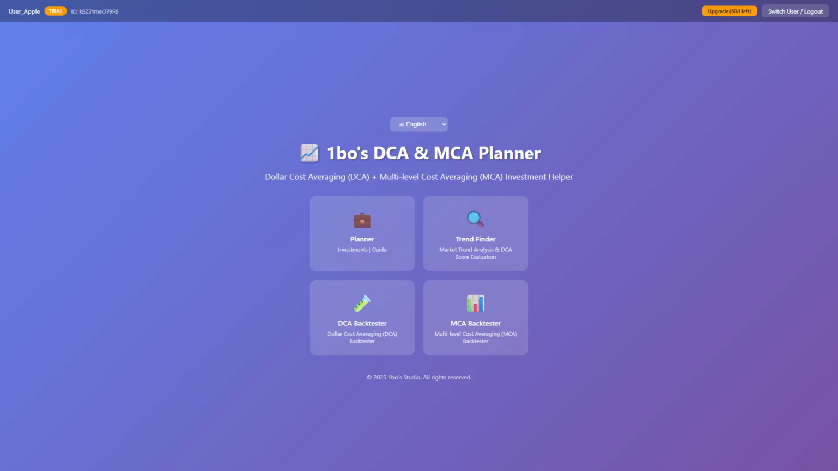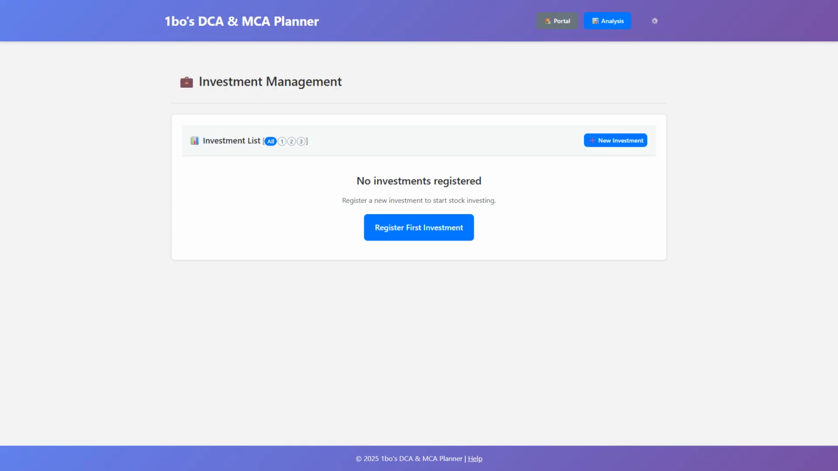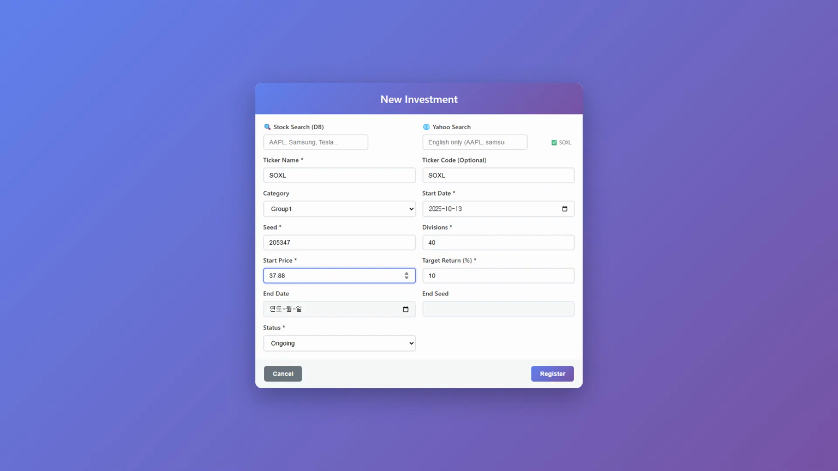Here's the investment management dashboard. It's empty because we haven't created any investments yet. Let's click New Investment to get started. This is the investment registration form. Search for SOXL, the Direction Semiconductor Bull 3X ETF.